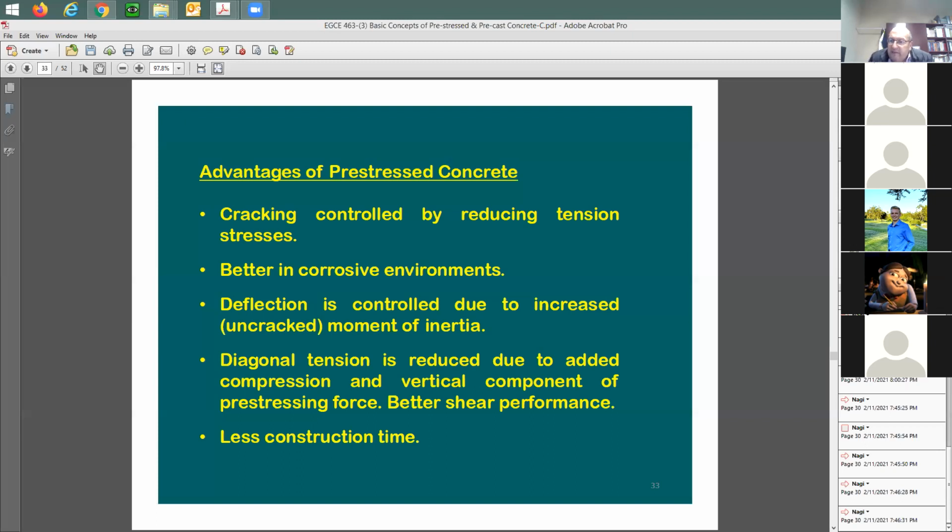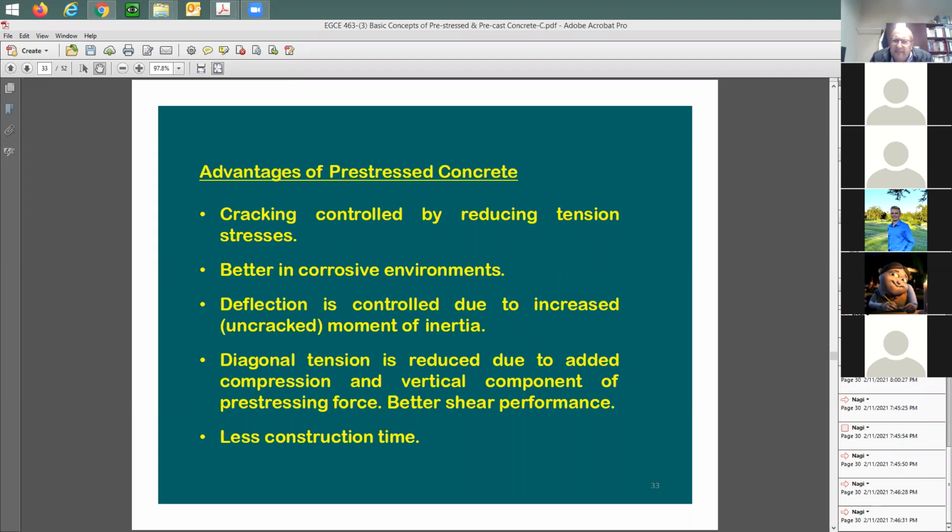In conventional concrete, if you use conventional concrete, how much is it going to be? It's going to be 3 inches. So you cut the deflection. Also, another thing about deflection: deflection is based on moment of inertia. Don't you agree?